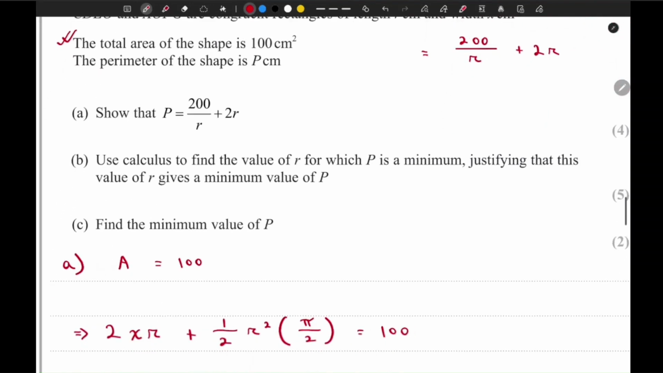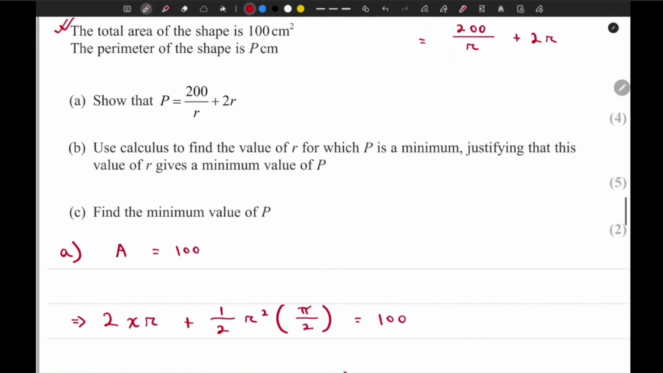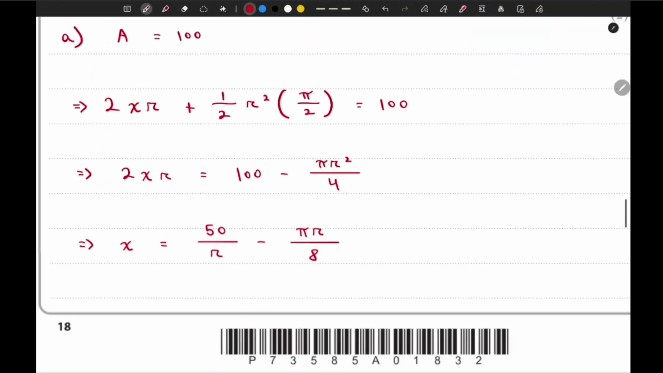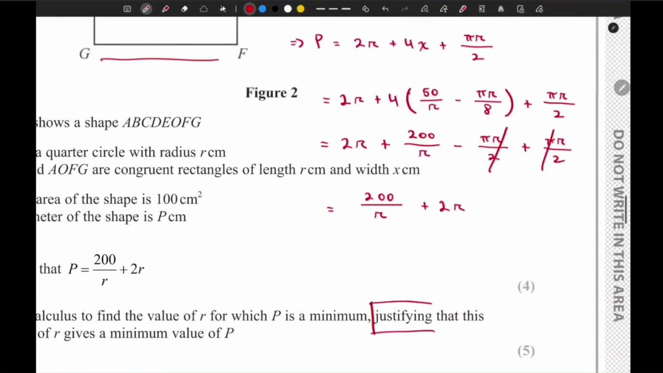Now in the next part, we need to use calculus to find the value of r for which p is a minimum value, justifying that this value of, let's come back to this later. Let's first find the value of r for which p is a minimum. So we know that at a maximum point or a minimum point, the value of dp divided by dr would be equal to 0. So first of all, we need to differentiate this.